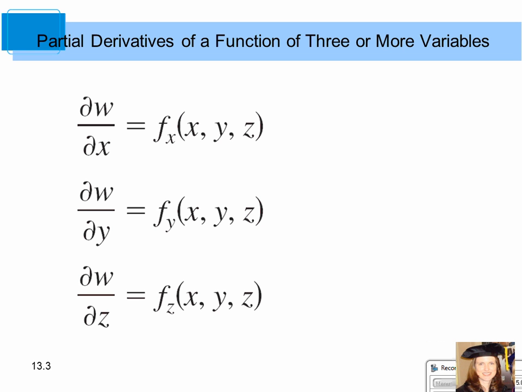If we have a function of 3 or more variables, we use similar notation. Suppose w is equal to a function of x, y, and z, then this partial derivative of w with respect to x can be written this way, or using the subscript notation, and the same thing in terms of the partial of w with respect to y and the partial of w with respect to z.